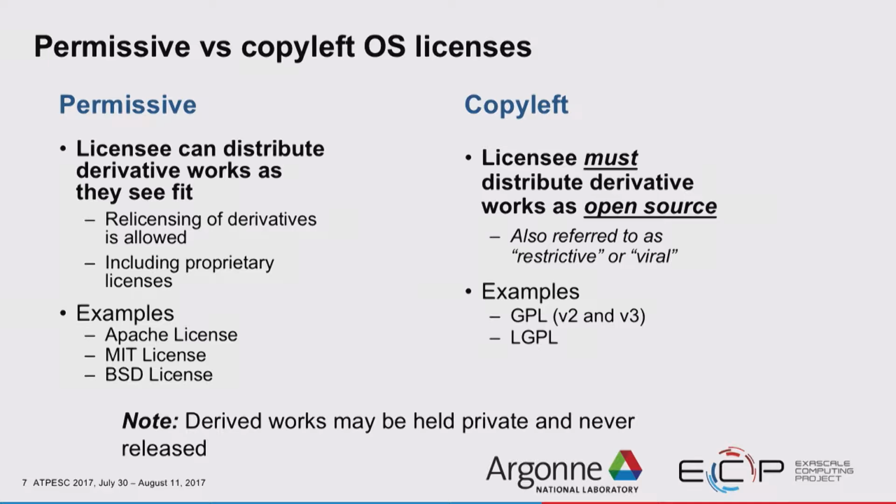Copyleft is more restrictive in that the licensee must distribute derivative work as open software. So in that sense, it's restrictive or viral. Now, why is this viral? Viral means that any derivative work is automatically infected with the same copyright, with the same license features that the original work had. Some examples of this are GPL, which is the GNU Public License, or LGPL, which is the Library GNU Public License.